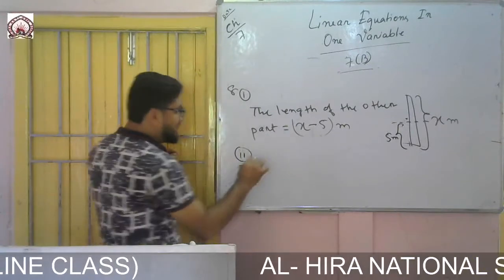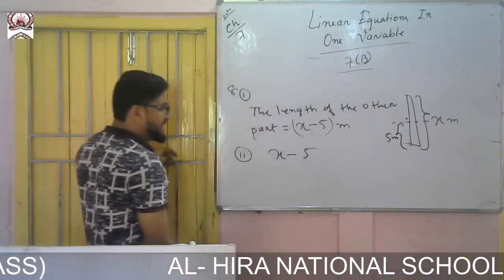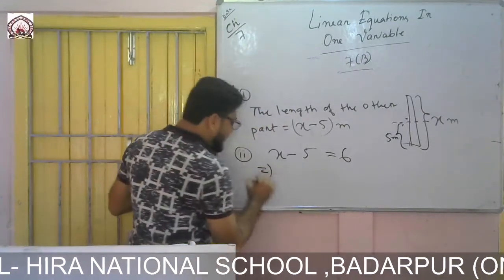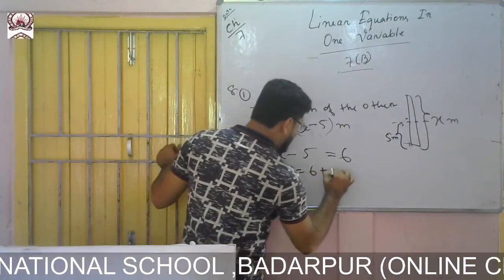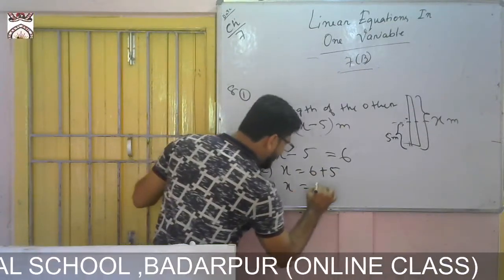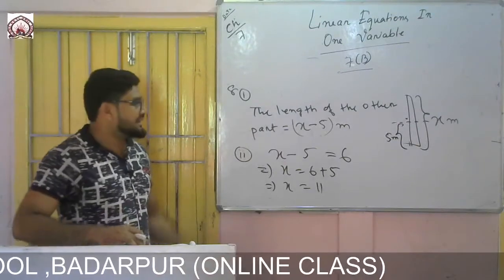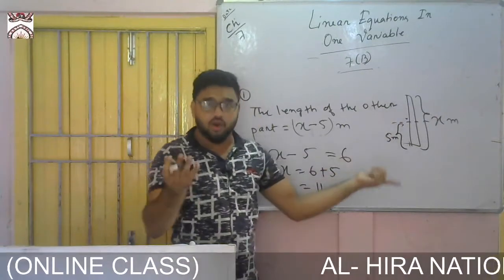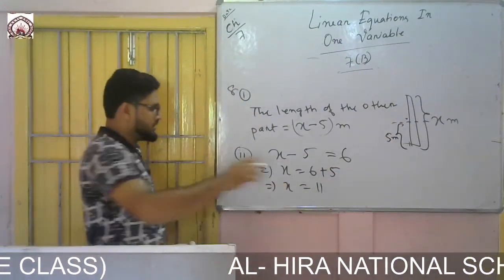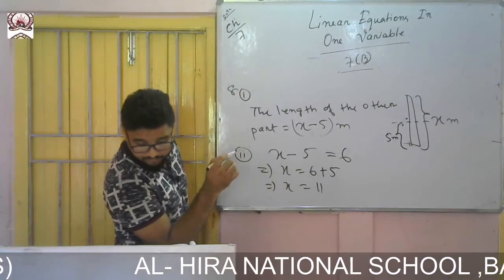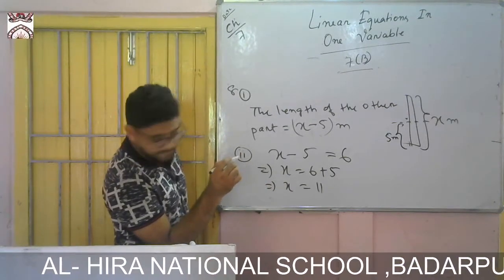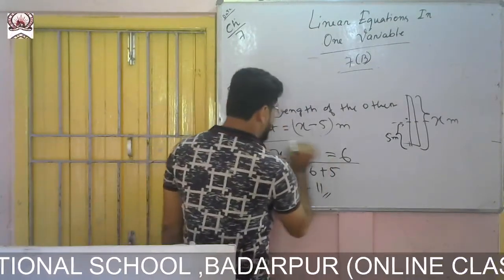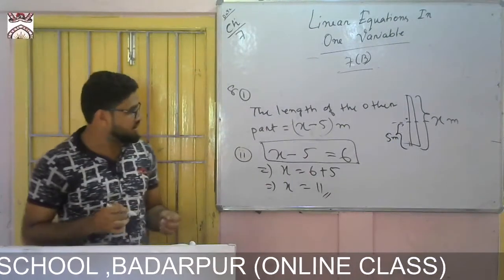One part we know, so x minus 5 equals 6. Now you can find x equals 6 plus 5. Then x equals 11. That is, if one part is 5 and the other is 6, then 5 plus 6 is obviously 11. So write 11. So that is the answer, and this is the required equation.